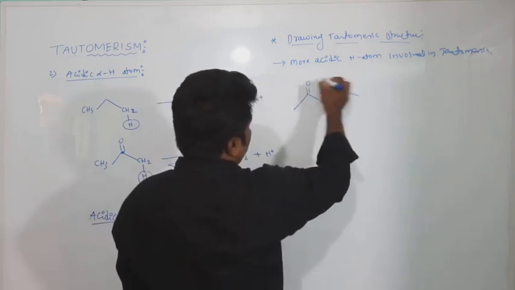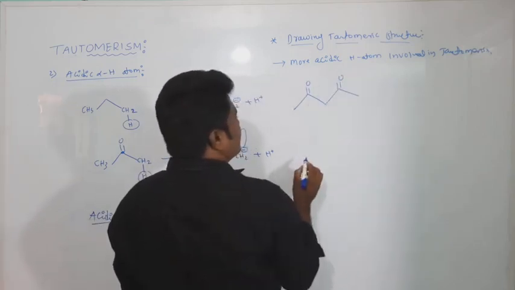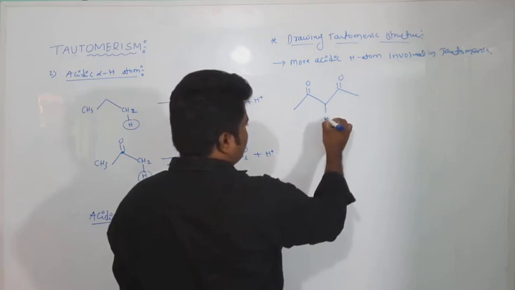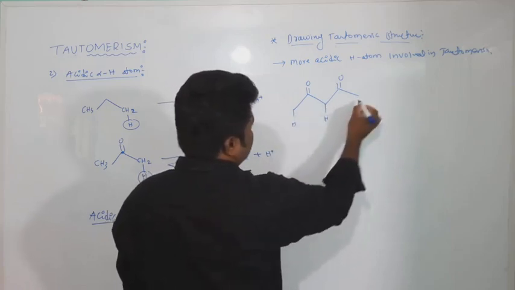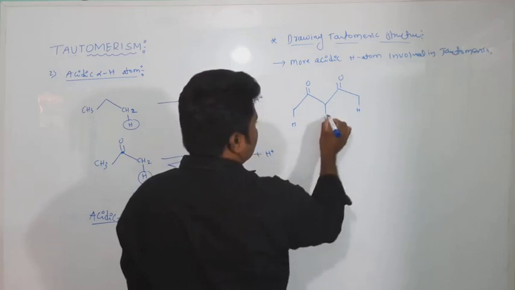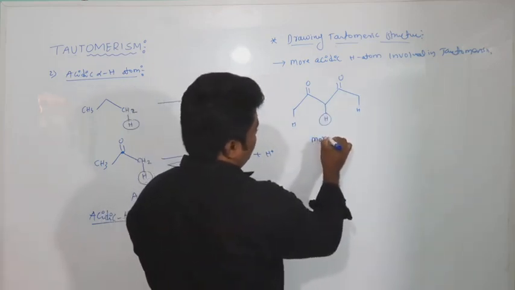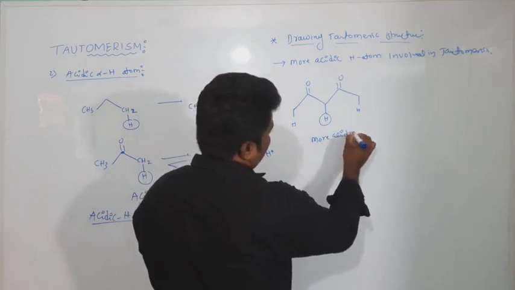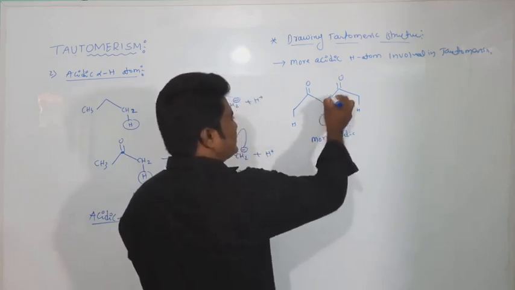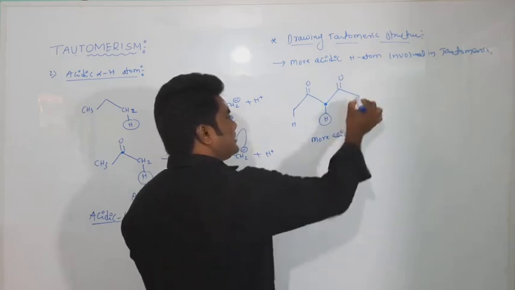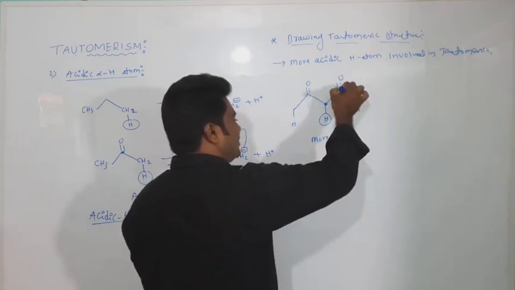This is what? Both are ketone groups. See, alpha hydrogen. Here also alpha hydrogen is there. Here also alpha hydrogen is there. Here also alpha hydrogen is there. But this is what? More acidic hydrogen. Why is it more acidic hydrogen? Because this hydrogen is adjacent to two electron withdrawing groups, and this hydrogen is adjacent to only one electron withdrawing group.